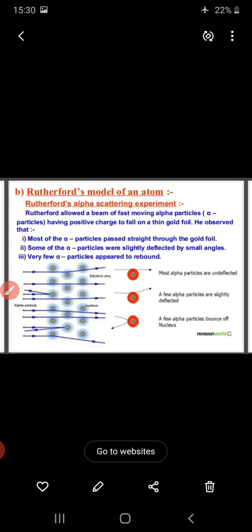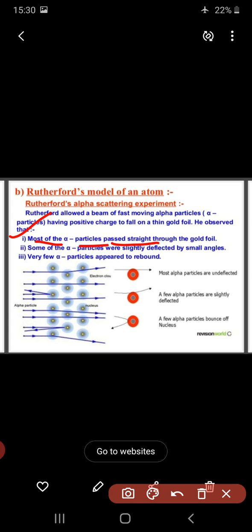Now we read the first observation. Most of the alpha particles pass straight through the gold foil. If we consider this as the gold foil, the alpha particles come from here and move straight. That is the first point: particles pass straight through the gold foil.